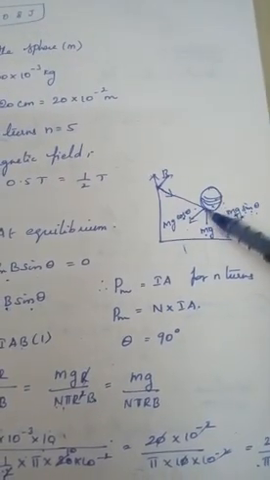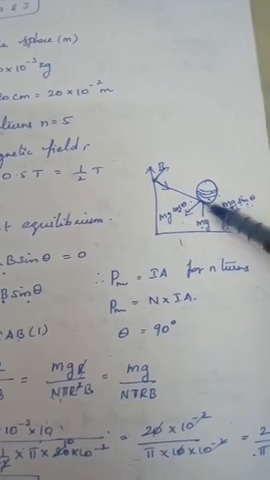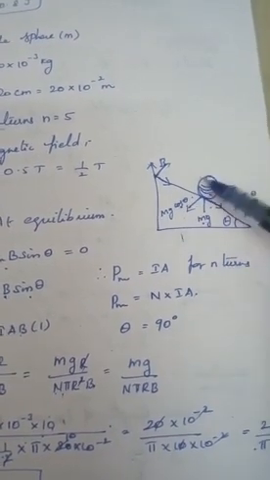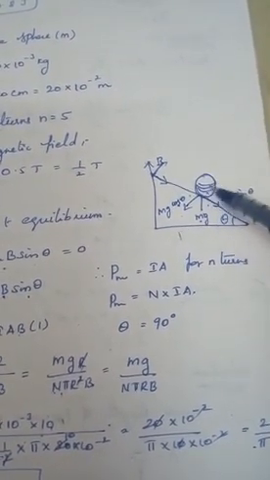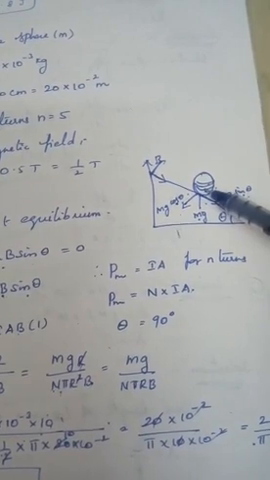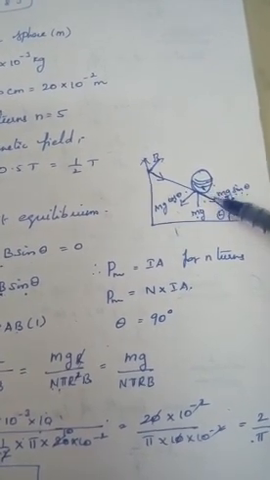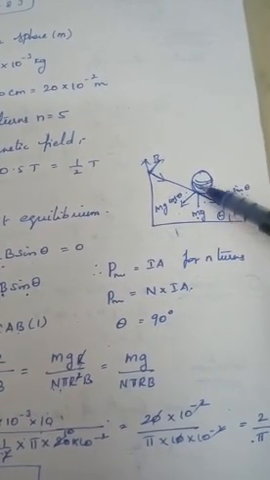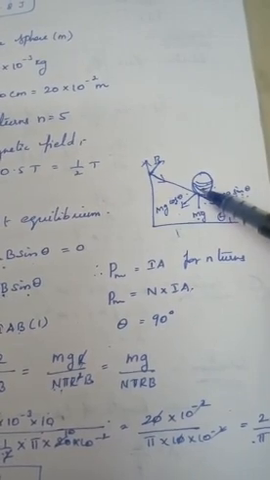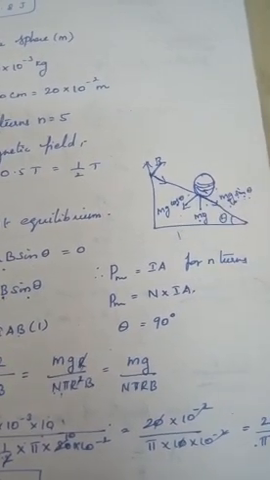With this current value, it can stop the sphere at the equilibrium position because of this magnetic field. So we have to apply the current I in this sphere with the number of turns N, so that it can stop the ball in the equilibrium position on the inclined plane. So this is the problem.